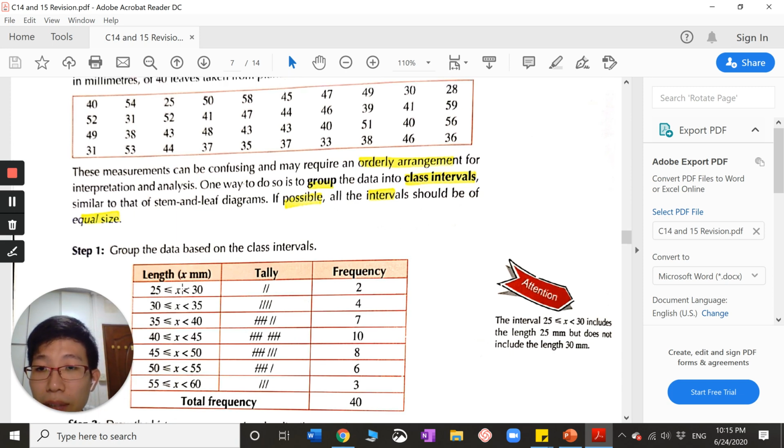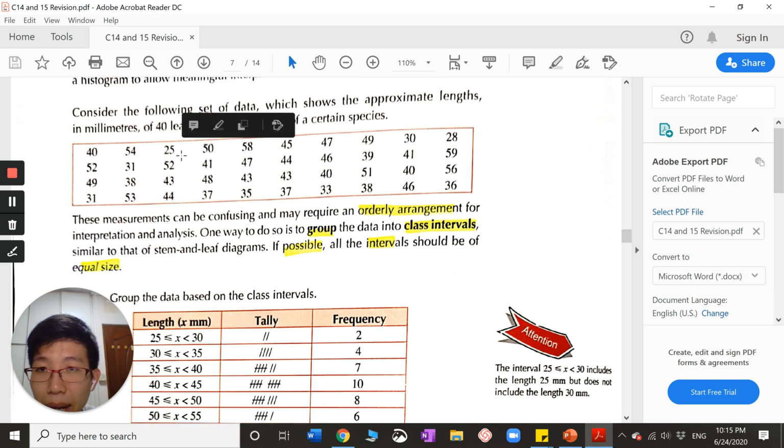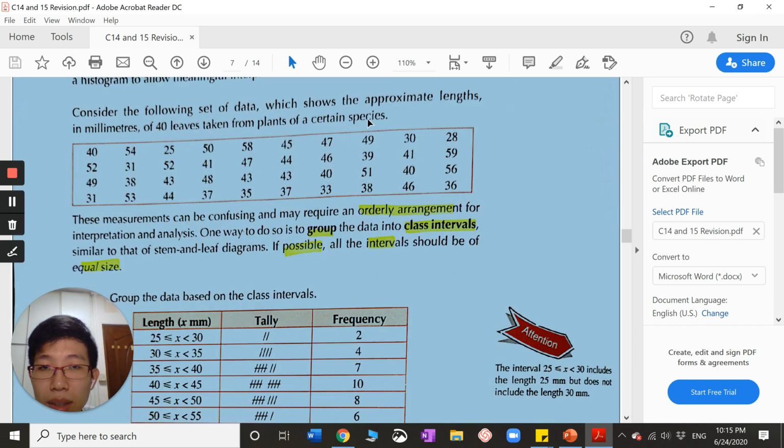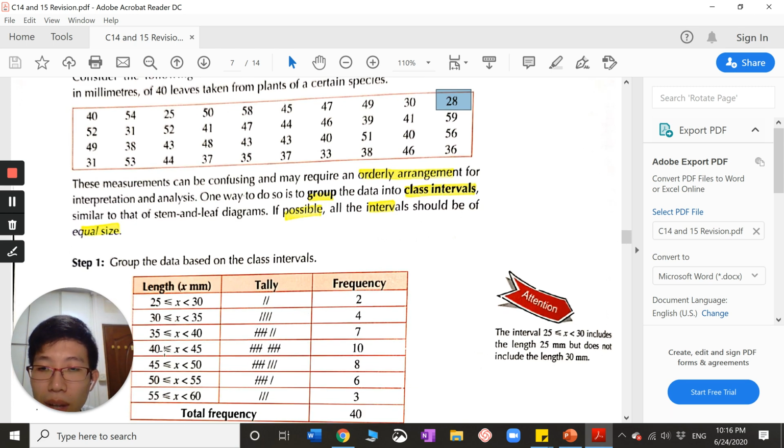So for 25 to 30, let's check. There's one here, 1, and this one is not counted because for 30, there's no equal sign at 30. So 1, 2, and yep, there are 2 of them. That's why you put 2 strokes here, and the frequency will be 2. Now let's look at the class interval of 40 to 45, whereby 40 is included. They say that there are 10 data that fall into this range.